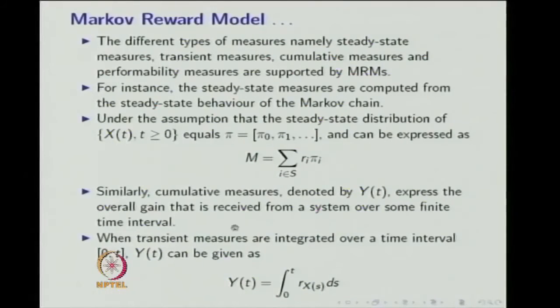Similarly, the cumulative measures, denoted by Y of t, express the overall gain that is received from a system over some finite time interval. When transient measures are integrated over the time interval 0 to t, then Y of t can be given as the integral from 0 to t of r suffix X of s ds.